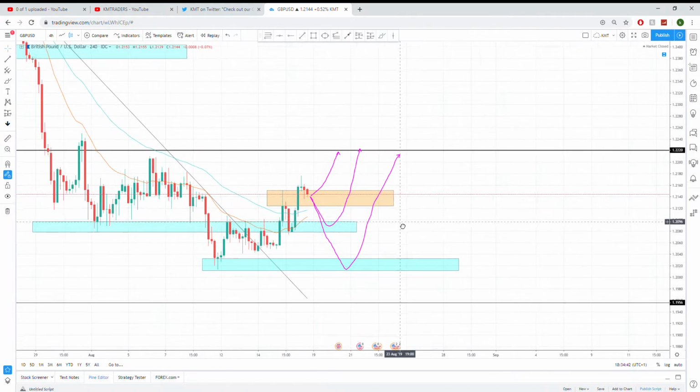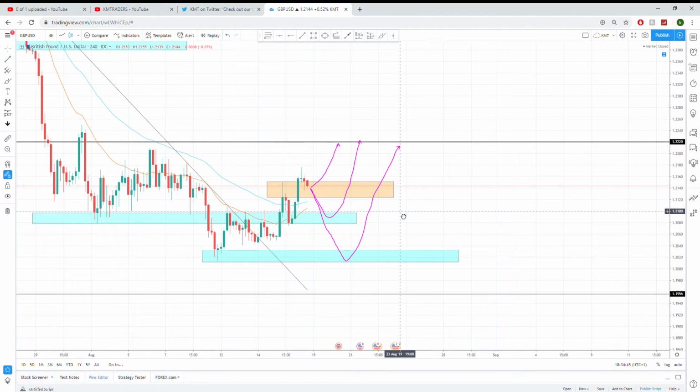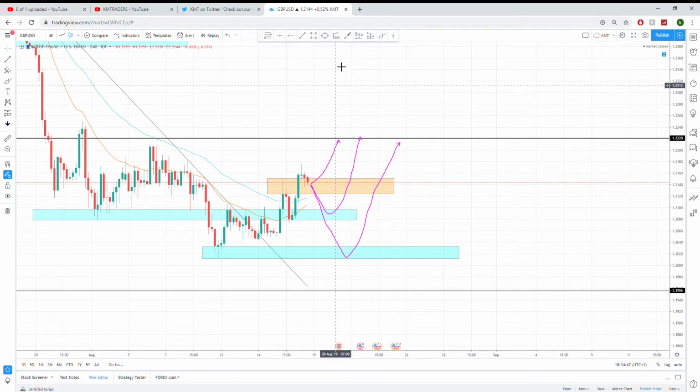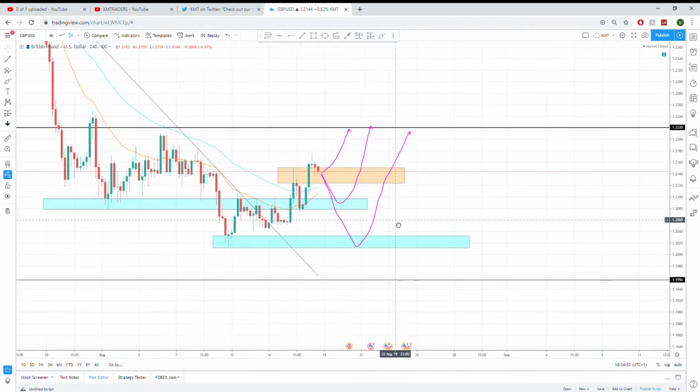So that is another possibility. These are three buying points that I'll be looking at, here, here, and here. If we find any momentum, then we will take it.